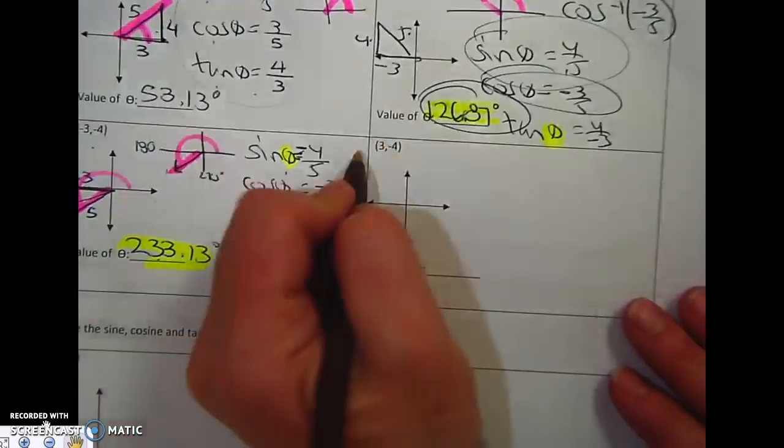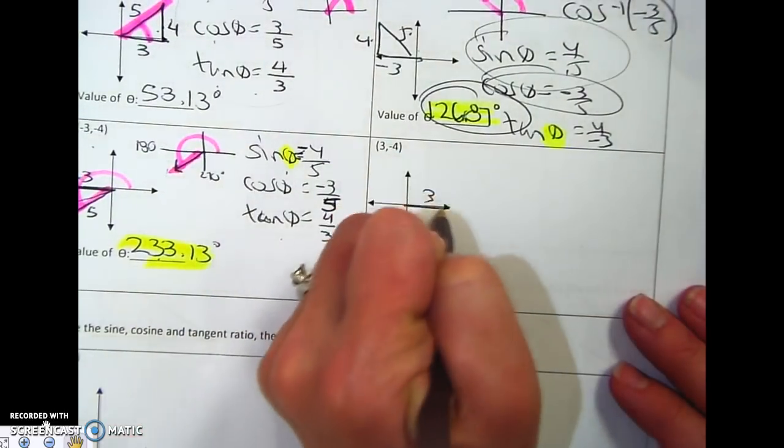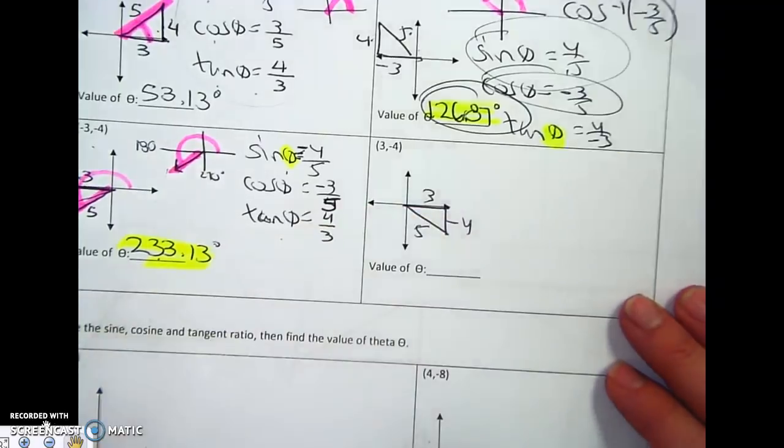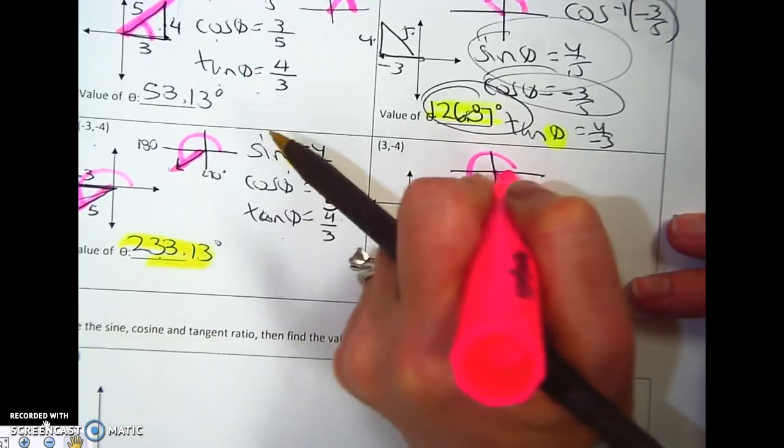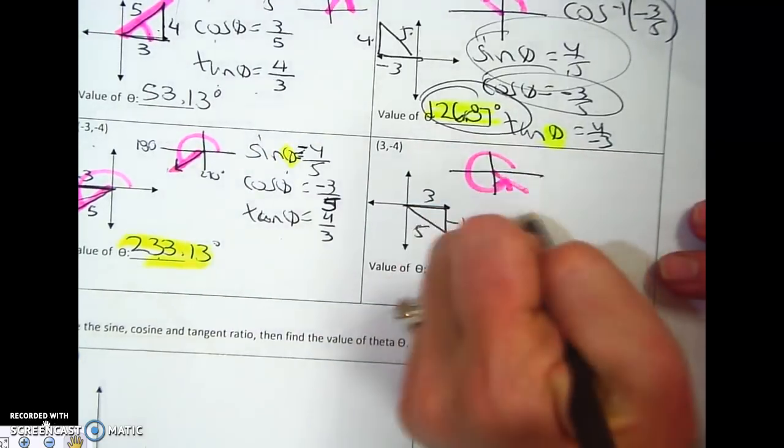Last one, do on your own, hopefully. Right 3, down 4, 5. I know that means that my answer is going to be in the fourth quadrant in standard position. Sine.